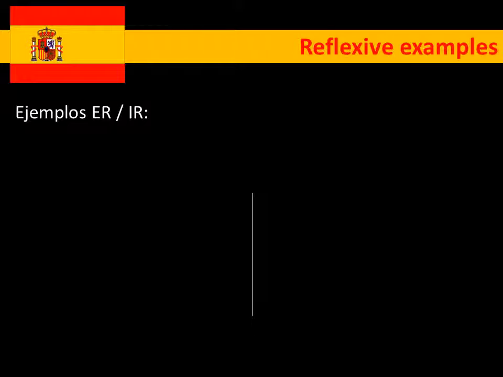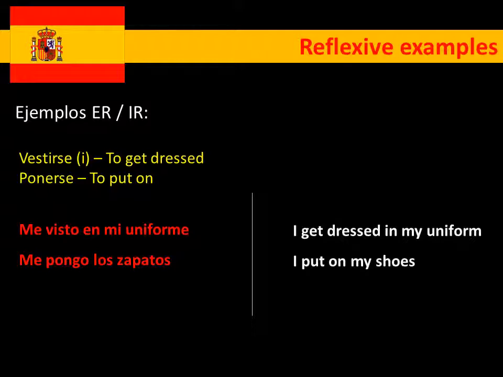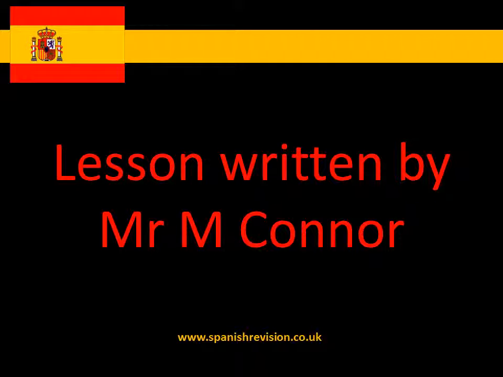We also have ER and IR verbs, and just a couple of verbs here. So vestirse, to get dressed, and it's an E to I changer. And ponerse, to put on. And just a couple of examples here. So, me visto en mi uniforme. I get dressed in my uniform. So that's E to I changer. And then, me pongo los zapatos. Remember, poner, to put. Ponerse, to put on. And it's pongo because it's irregular in that first person.